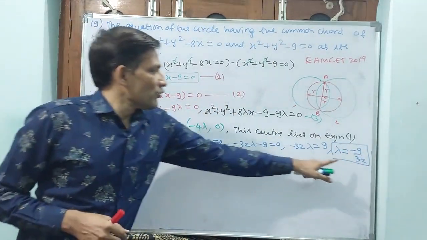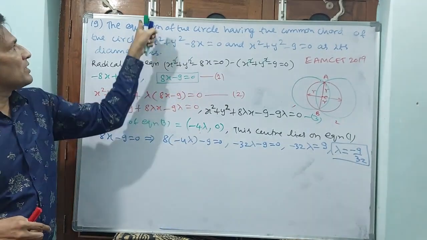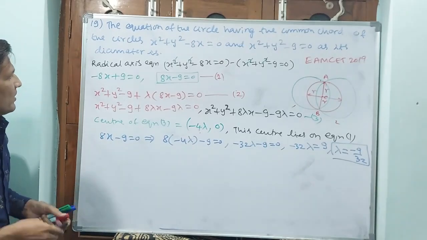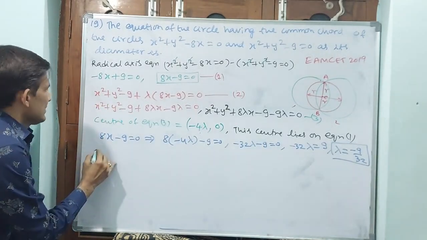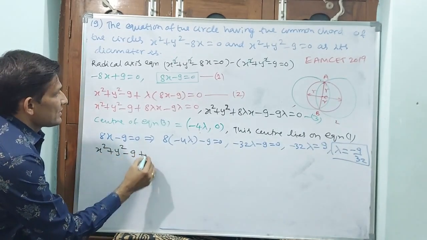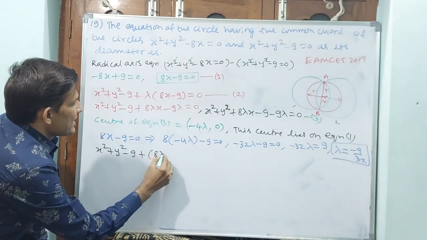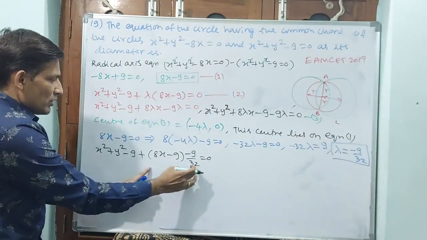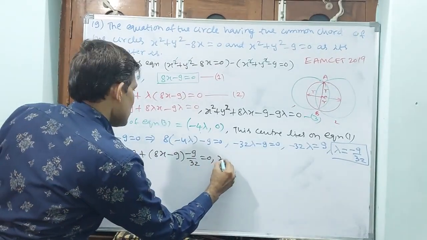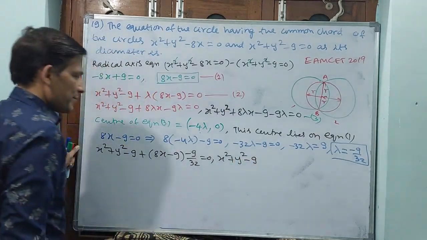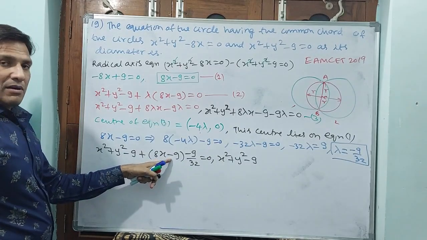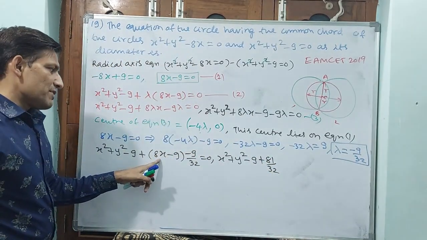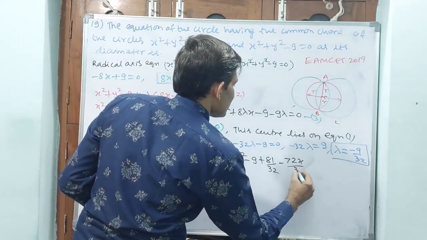Okay, simply you substitute this lambda value in this equation, then this is going to become the equation of this third circle. Write down, lambda value you substitute. I am writing, you see, x square plus y square minus 9 plus lambda means how much? Minus 9 by 32. 8x minus 9 into minus 9 by 32 equal to 0. See, x square plus y square minus 9 is there. Minus 9 into minus 9 by 32 gives plus 81 by 32. Minus 72x by 32 equal to 0.